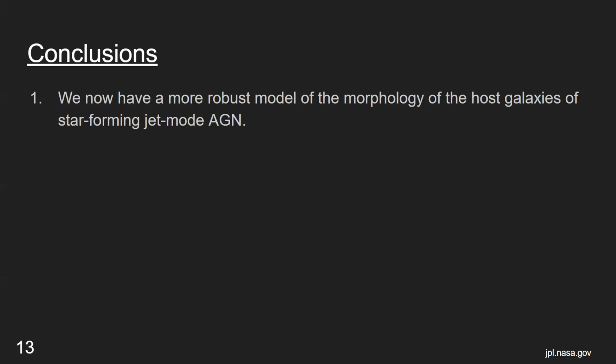So basically you have an elliptical old red dead galaxy with a jet mode AGN, and it's been merged with another galaxy that has churned the galaxy to make it look like a star forming galaxy.